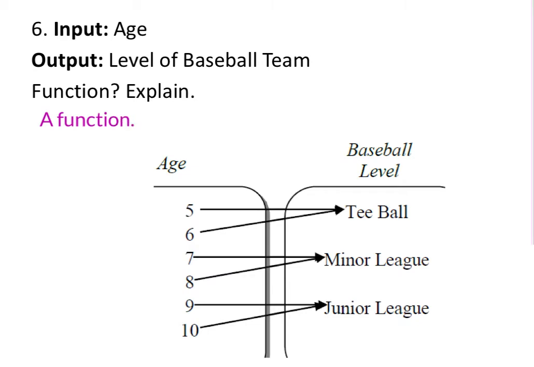A function. And why is it a function? It's because each of the inputs, the ages, has only one output. Or it only has one arrow coming out of it, right?